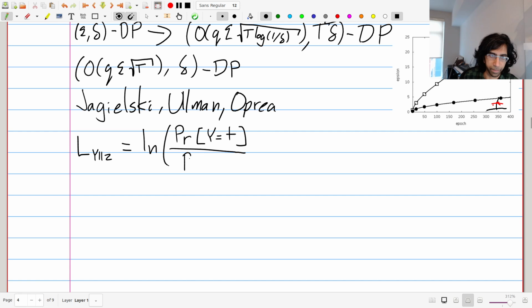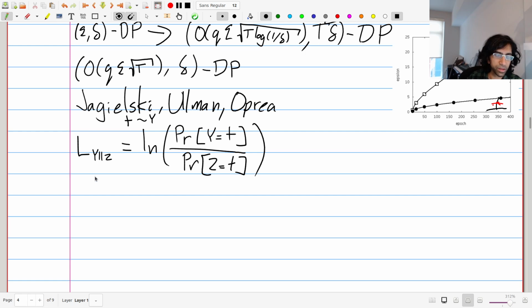I'll read it for you. This equals t. Yeah, the distribution is the following. You sample t according to y, and then you compute this value, and that is the privacy loss random variable of y with respect to z.